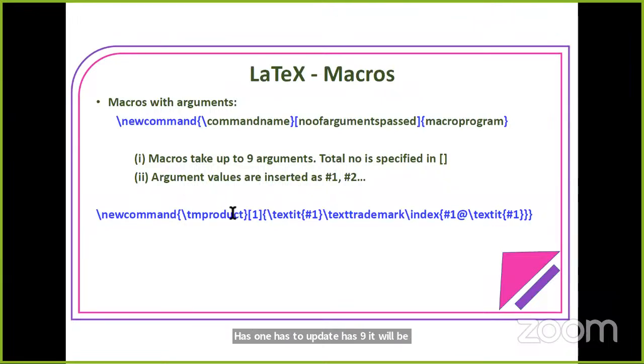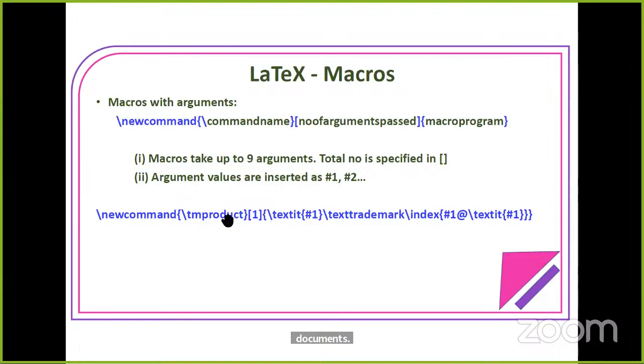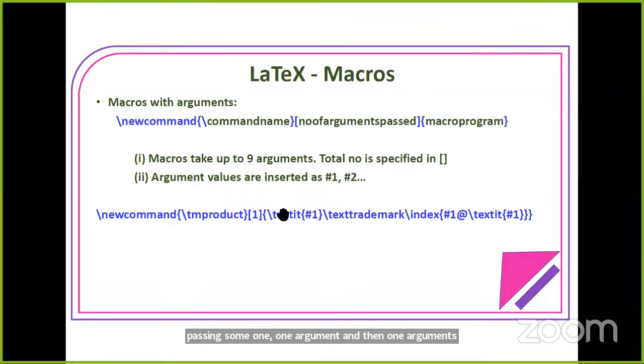Okay, and if you have more arguments, then it is better to go with the class or package type of commands. These are macro commands which will be used within the document, so they have only a limited set of arguments. So here, if you are seeing, there is a \newcommand, a user-defined command, for a trademark product, and we are passing one argument, and that one argument will be indicated like #1. Okay, so #1, while taking, what the program is doing is making some italicized word. So it is making an italicized word of #1. #1 is nothing but the one argument we are going to provide.